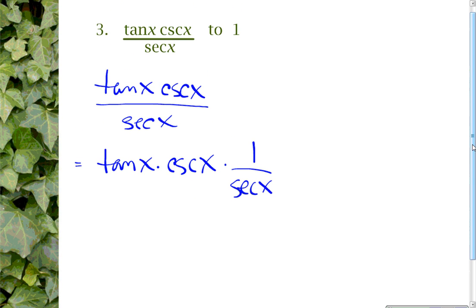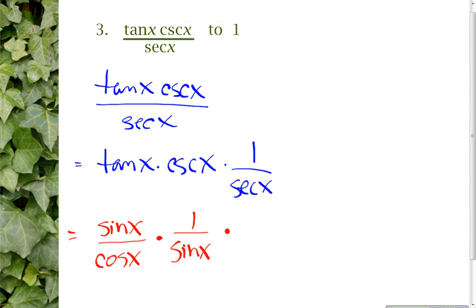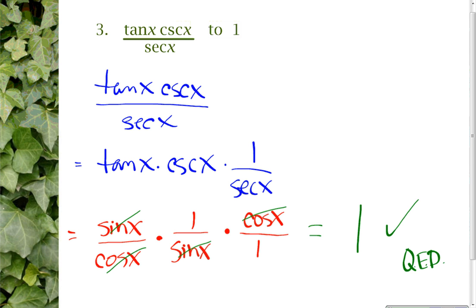So if I do that, tangent now is going to become sine of x over cosine of x. And here's the whole reason why you change everything, because now cosecant is 1 over sine x, and 1 over secant is cosine x over 1. And so now at this point, everything starts to simplify out. Sine of x's divide out, cosine of x's divide out, and that's going to end up equaling 1. Okay? So if you get stuck, just simply writing everything in terms of sine and cosine can be a very good way for you to maybe get a push in the right direction.